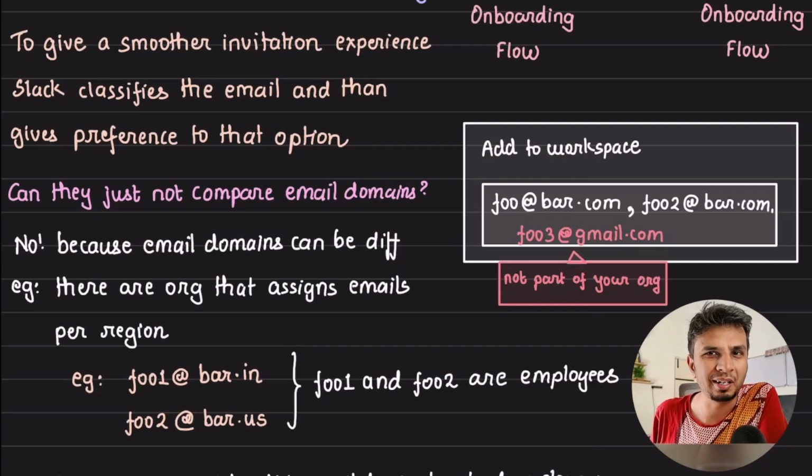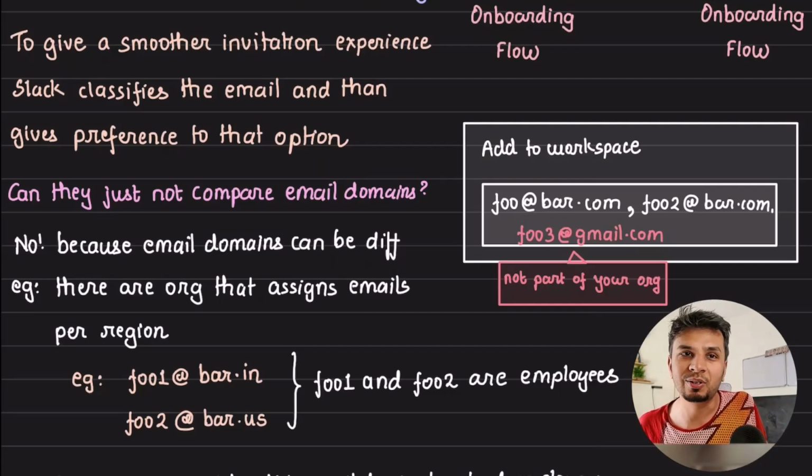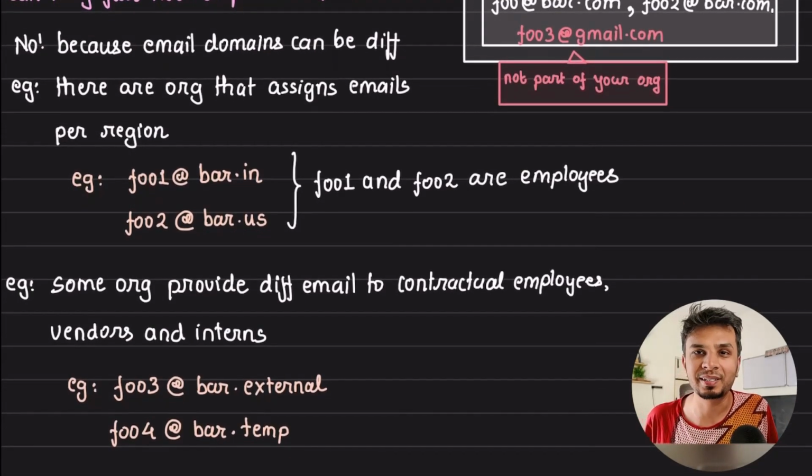Isn't this a no-brainer? It is not, because there are organizations in which emails are maybe per region. Let's say I'm operating an MNC called bar.com, and I would give bar.in to all the folks who are based out of India and bar.us to all the folks based out of US. Now these would become their email domains, right? There would be a possibility of that.